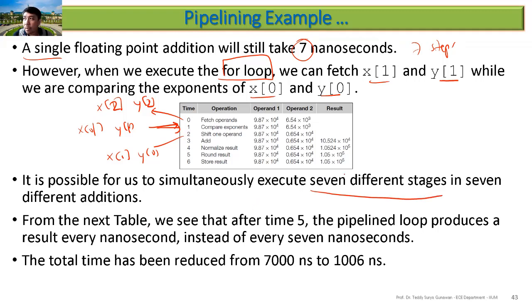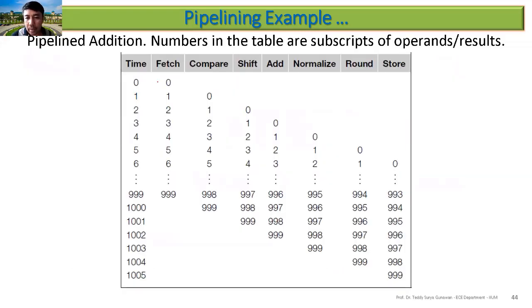From the next table, we see that after time 5, the pipelined loop produces a result every nanosecond instead of every 7 nanoseconds. So it is reduced from 7,000 to 1,006 nanoseconds, which is 7 times faster. You can see we have 7 steps, 1, 2, 3, 4, 5, 6, 7. The first one will take time, but after that, it will generate a result every 1 nanosecond instead of every 7 nanoseconds.